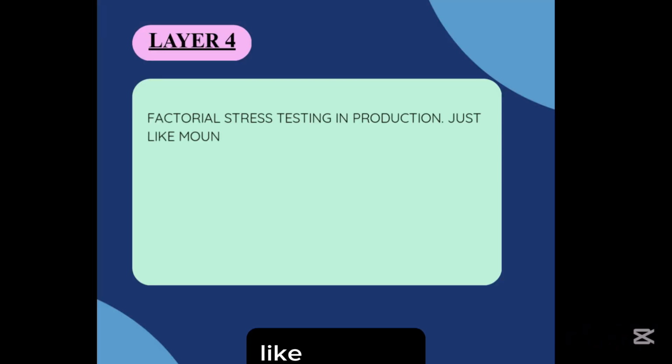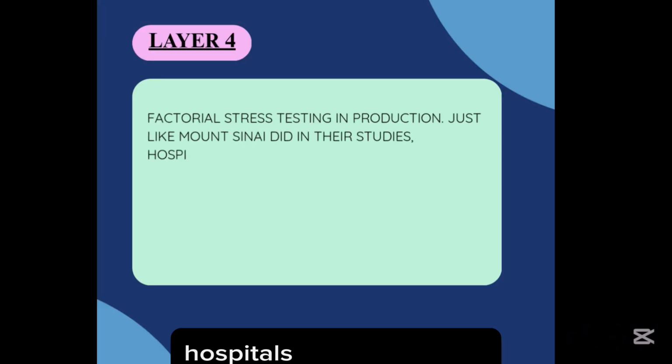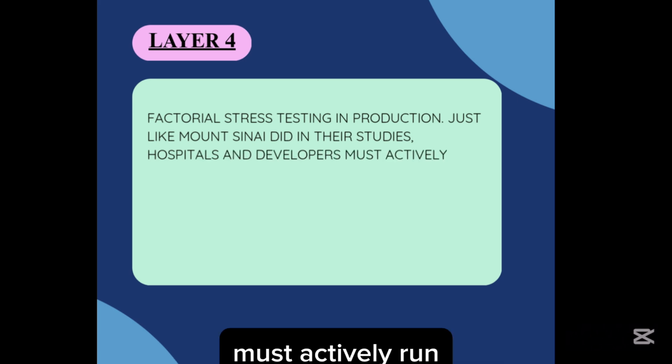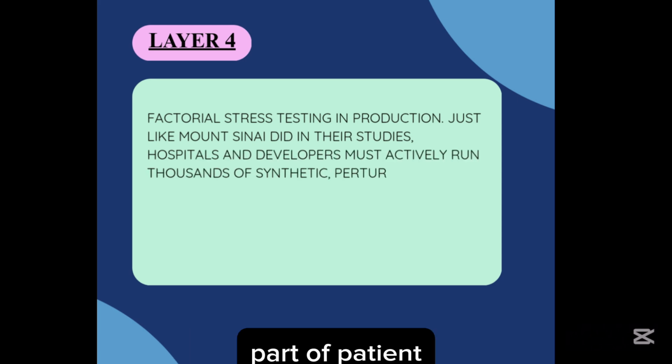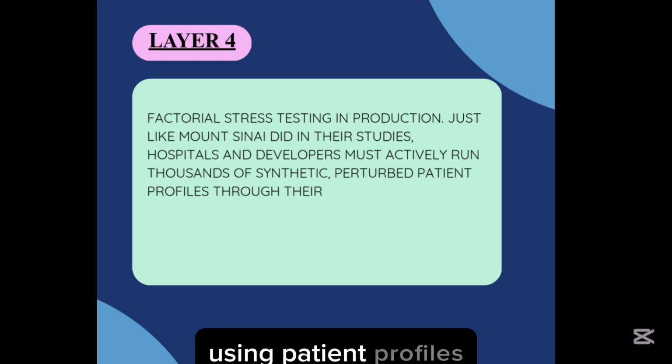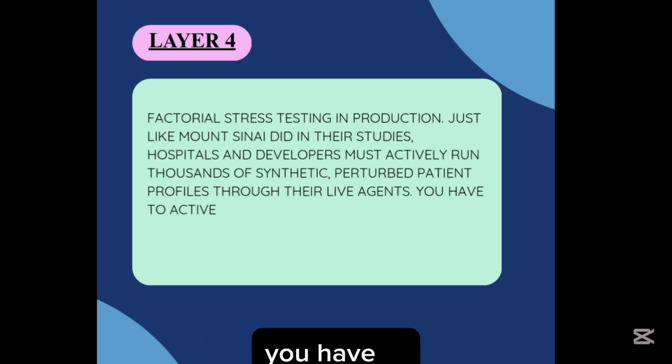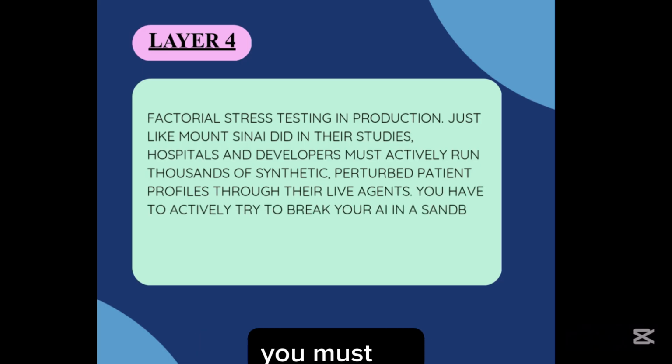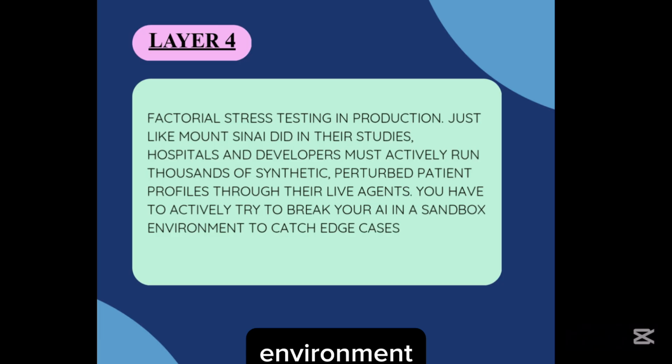And the final layer, layer four, is factorial stress testing in production. Just like Mount Sinai did in their study, hospitals and developers must actively run thousands of synthetic, perturbed patient tests, right? Using patient profiles through their live agents. You have to actively try to break it. You must do that in a sandbox environment to catch all the edge cases before a real patient is harmed.